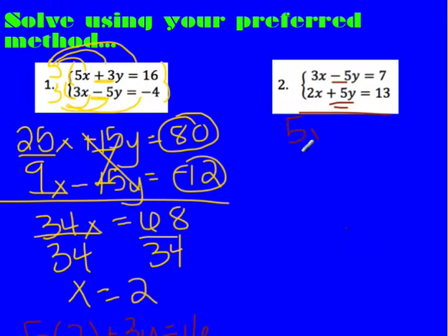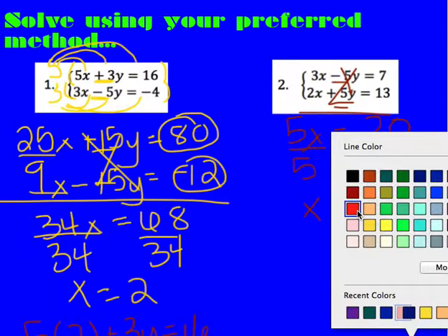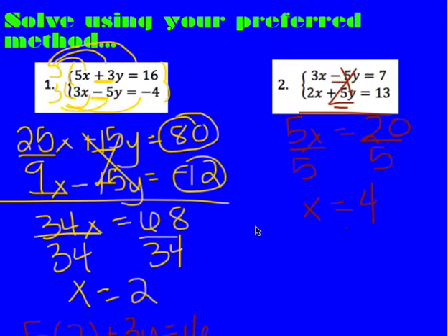And then negative 5y plus 5y is going to cancel out. 7 plus 13 is 20. So I'm going to go ahead and divide both sides by 5, and that gives me that x is equal to 4. So now I know that x is equal to 4. So where I see x in either one of these equations up here, I can plug in 4.